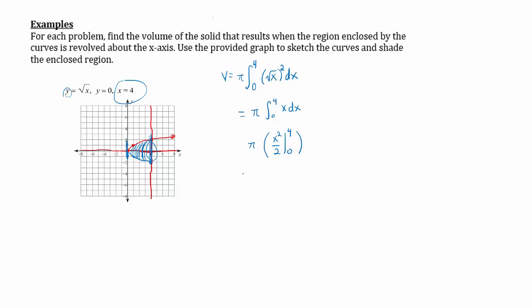Then when we plug those in, we do 4 squared over 2 minus 0 squared over 2. Or if you just wrote 0 or nothing at all, that's fine. 4 squared over 2 is 8. 8 minus 0 is just 8. So now the pi comes in, we're going to do 8 and pi together as 8 pi.